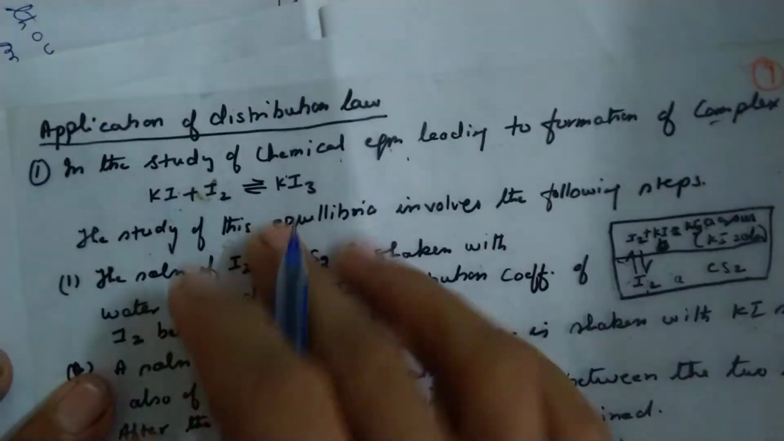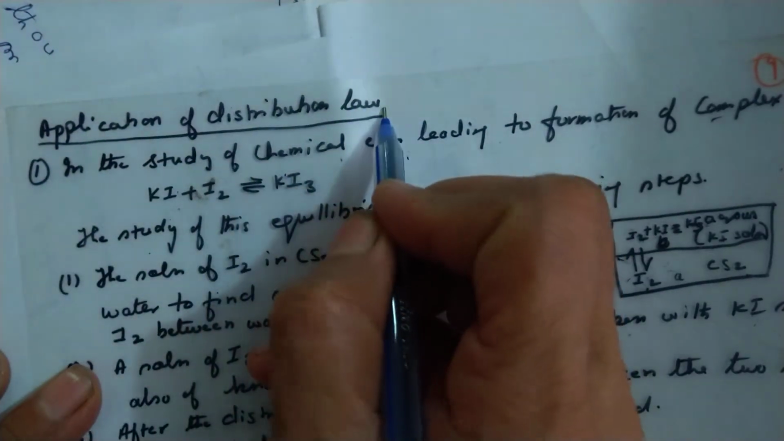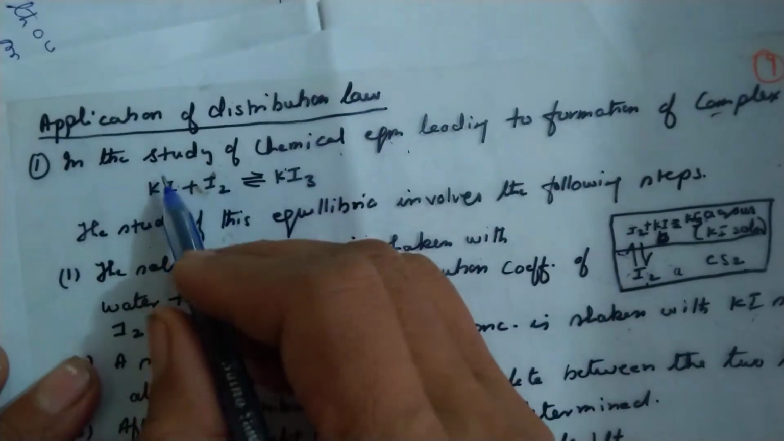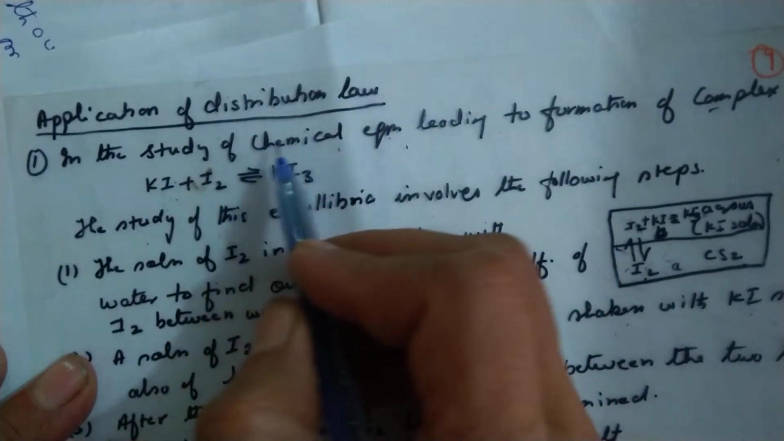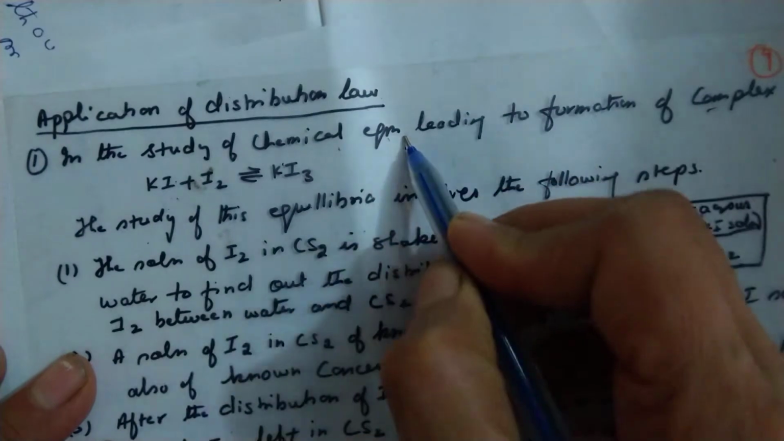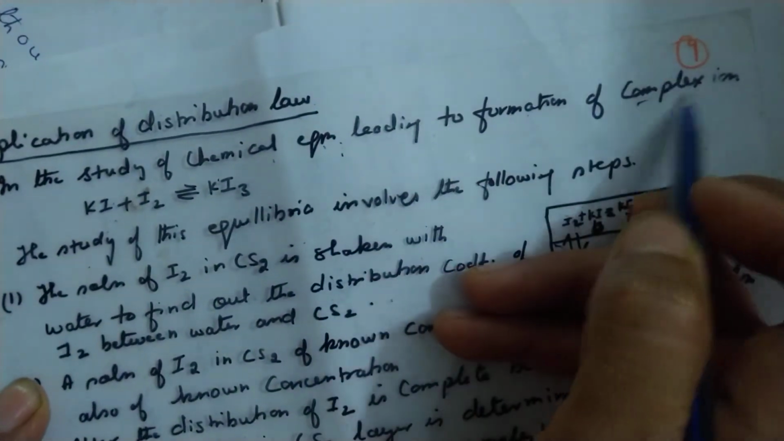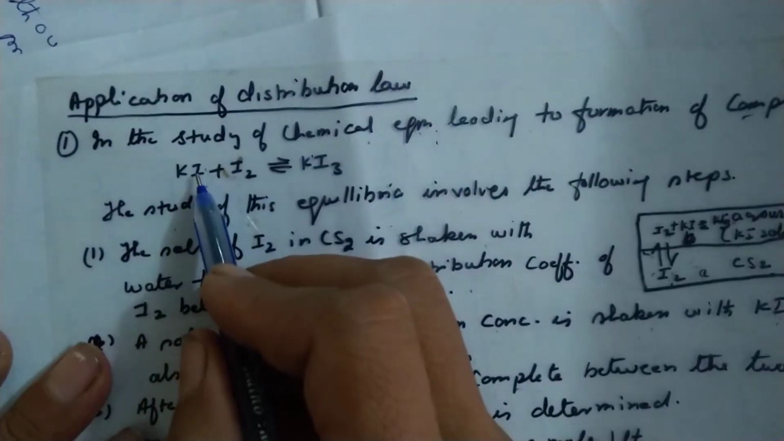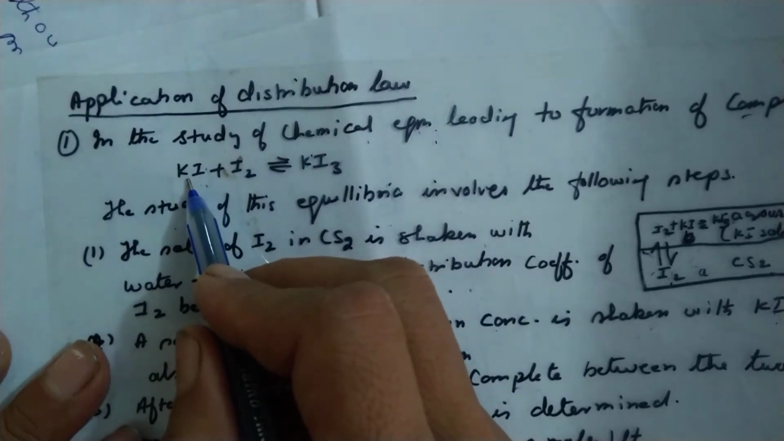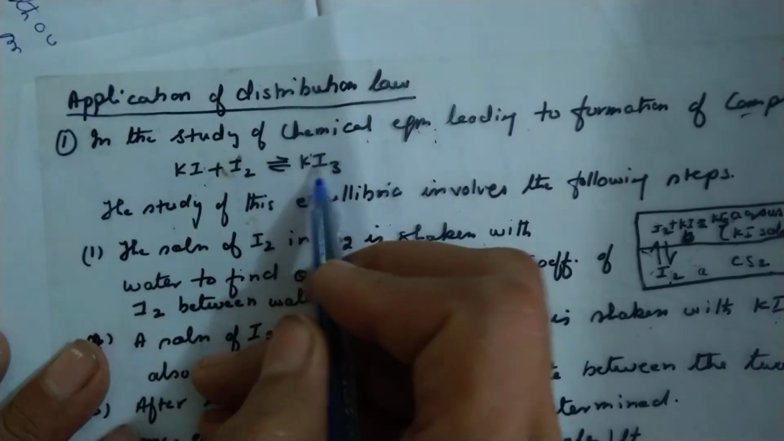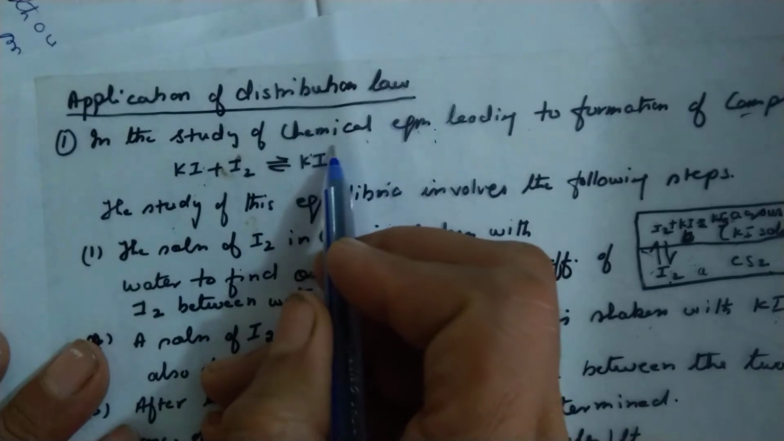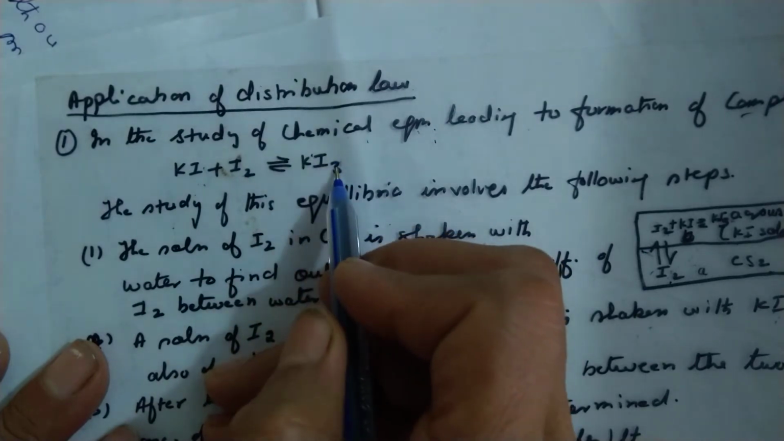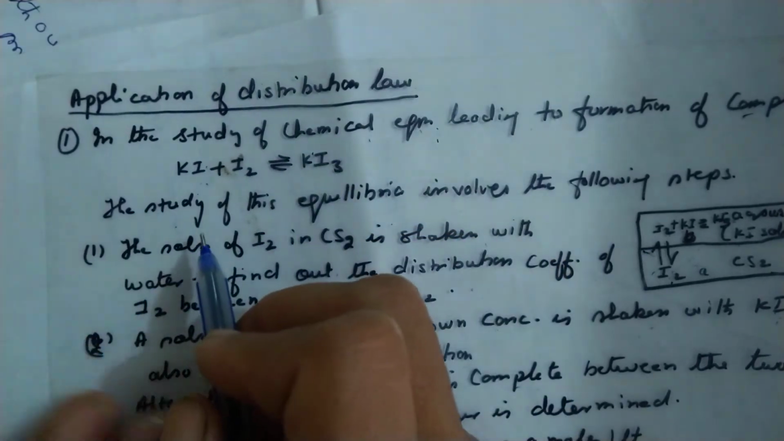Girls, now we'll take the application of distribution law. One of the applications is that we can study any chemical equilibrium which leads to the formation of a complex ion. Like this example, potassium iodide plus iodine gives KI3. This is a complex ion, KI3 is a complex ion.